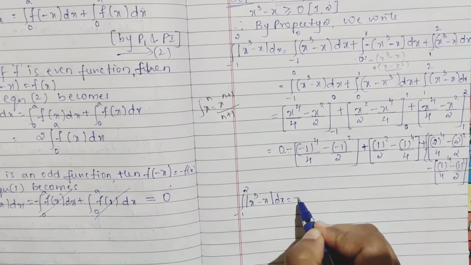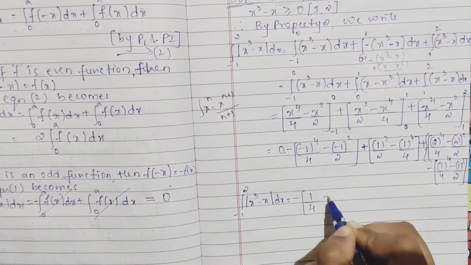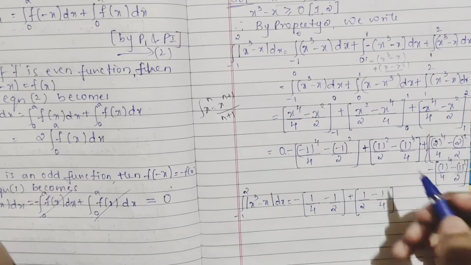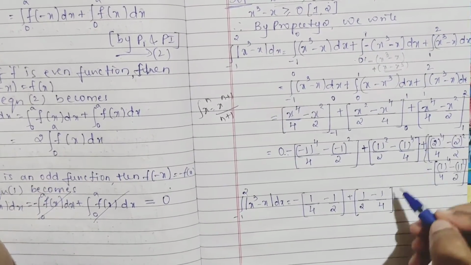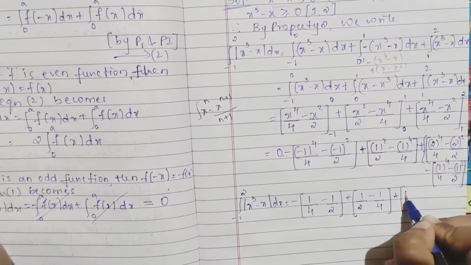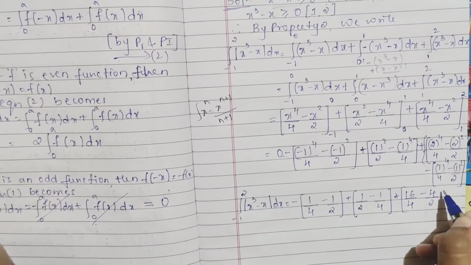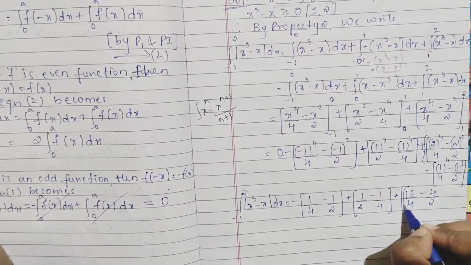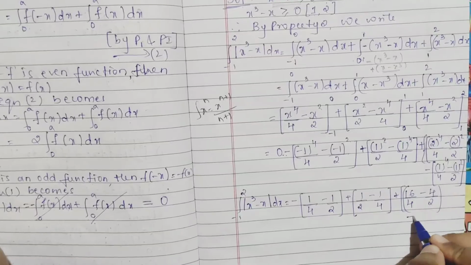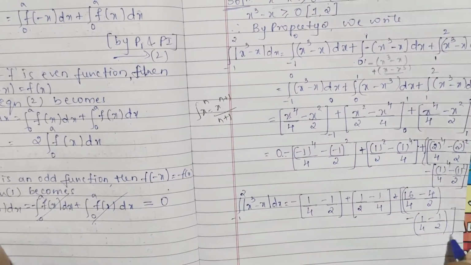Here minus sign is there, minus will give, minus 1 raised to 4 is 1 only, right? 1 by 4, minus 1 square is also 1. Okay, then 1 square is 1 by 2 minus 1 raised to 4 is 1 by 4, plus 2 raised to 4 is 16 by 4 minus 2 square is 4 by 2. Okay, and this was one part of this.